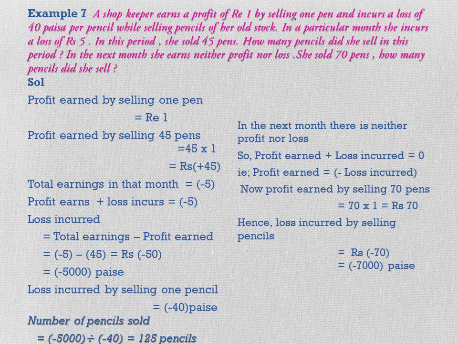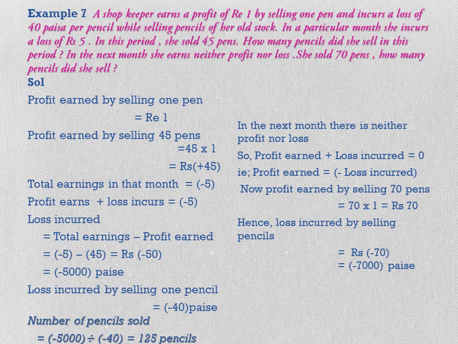Next question is, in the next month, there is neither profit nor loss. Means total earnings is 0. Isn't it, children? Total earnings 0 means profit earned plus loss incurred is equal to 0. The profit earned by selling pens and the loss incurred by selling pencils are equal. That is, profit earned is equal to negative loss incurred.